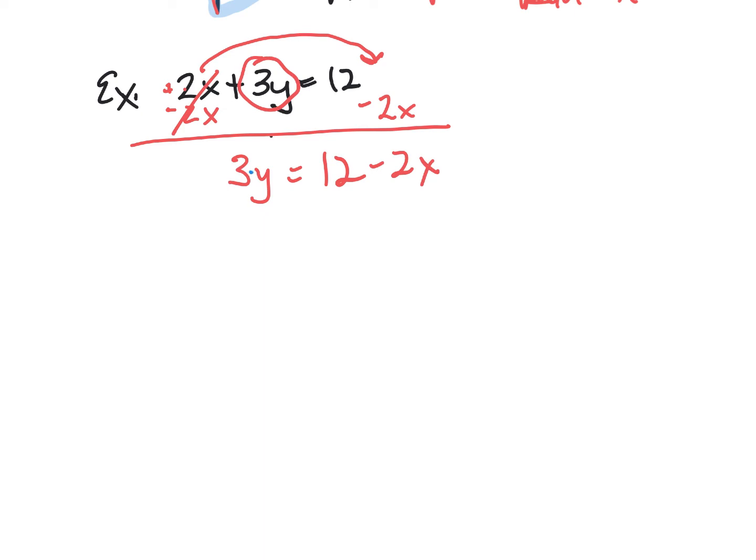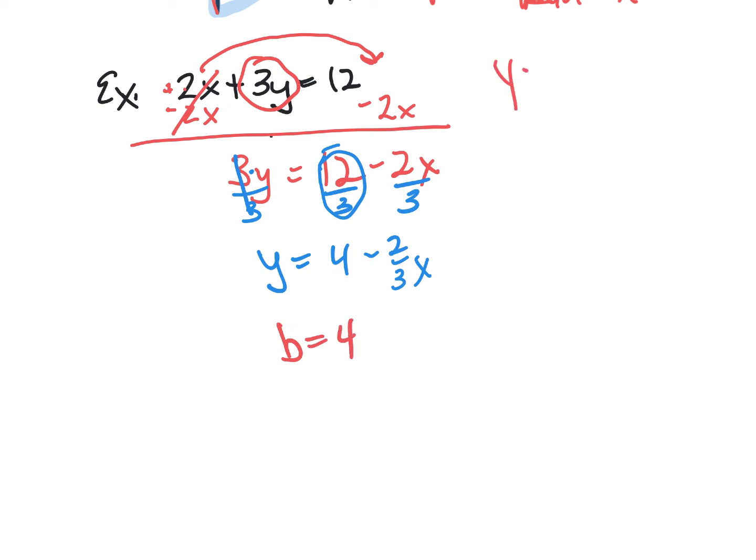Then I have 3 times y, so the inverse of multiplication is division. So you have to divide everything by 3. 3 divided by 3, anything divided by itself is 1. So we get y equals 12 over 3 is 4. And then negative 2/3 x. So b is 4. Remember, y equals mx plus b. B is just the number. It is not the number multiplied with x. So it's 4. So we're going to graph this here.